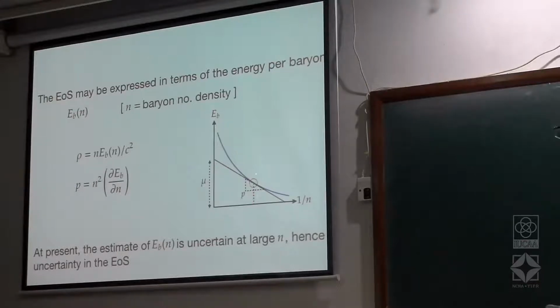Now at any point where you want to evaluate the equation of state, take the corresponding number density, which is 1 by n, some value 1 by n, go to this curve and draw a tangent to that curve. If you draw a tangent to that curve, then you have a slope and an intercept. The slope of this curve is the pressure. And the intercept here, which is basically at n going to infinity, the intercept here is the chemical potential.